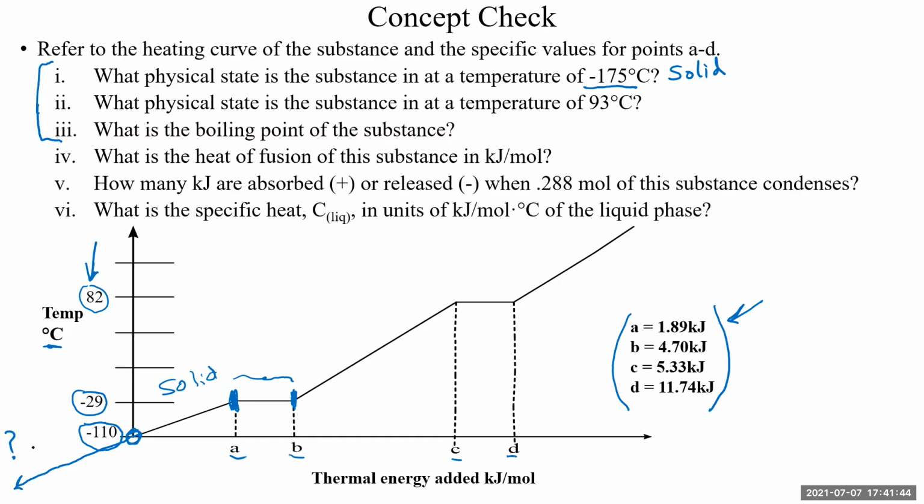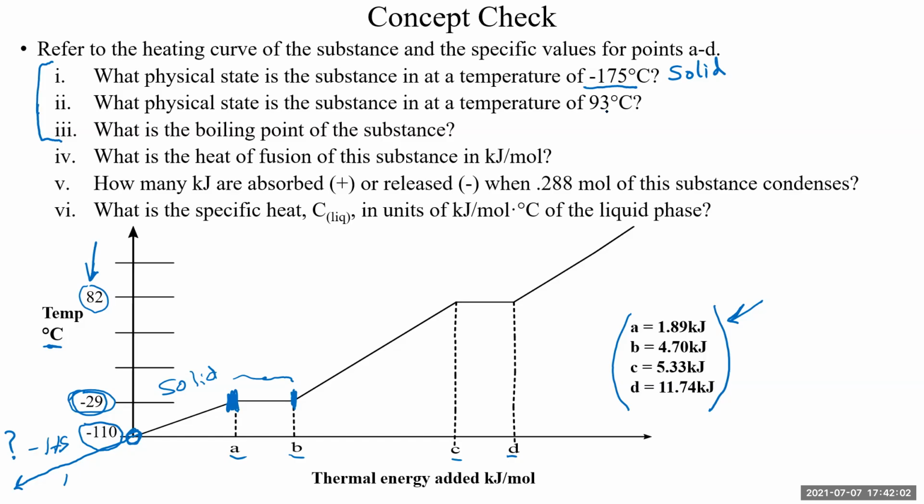So negative 175 doesn't matter where it is. The point is this compound is already solid below negative 29 degrees Celsius. Anything past that point, lower than that point, is just going to be more solid. Okay, so let's go to the other end.